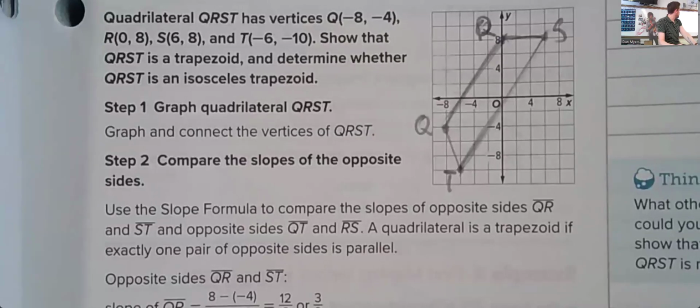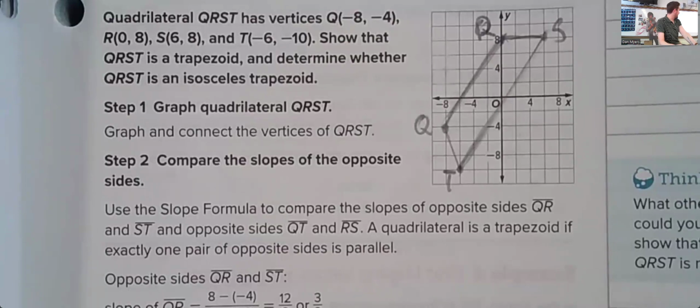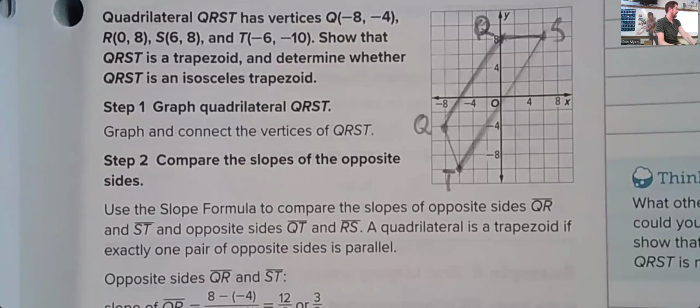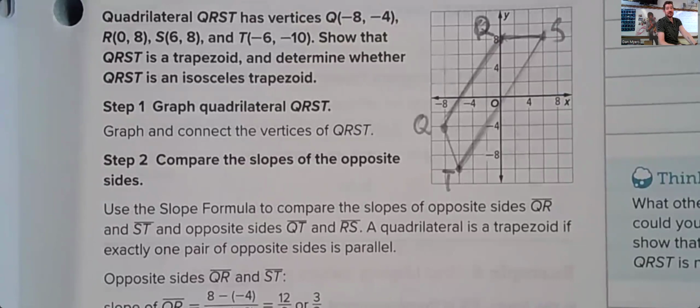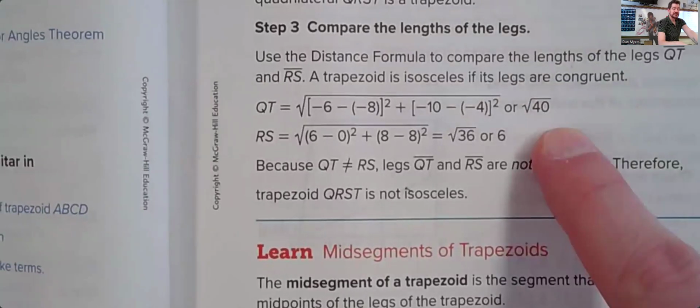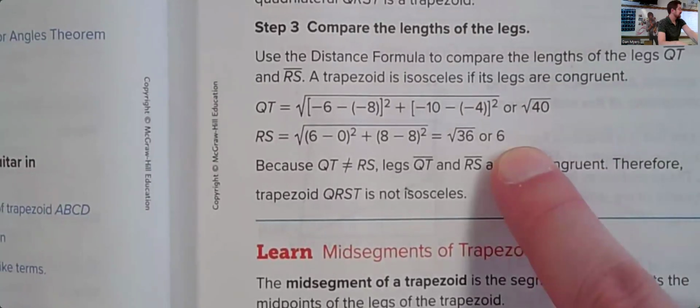And it's actually probably a good thing to use that formula here because it kind of looks like maybe it's isosceles. RS and QT do look very similar in length. And they are similar in length. They're just not exactly the same. And we're able to prove that using the distance formula down below. The square root of 40 is a little bit more than 6. Square root of 36 is 6.